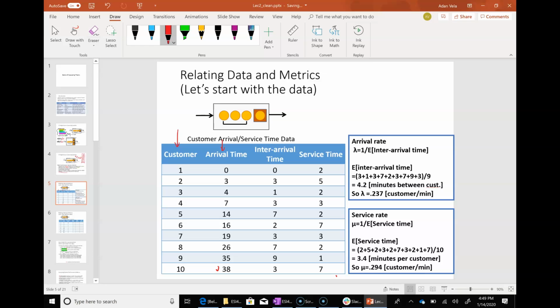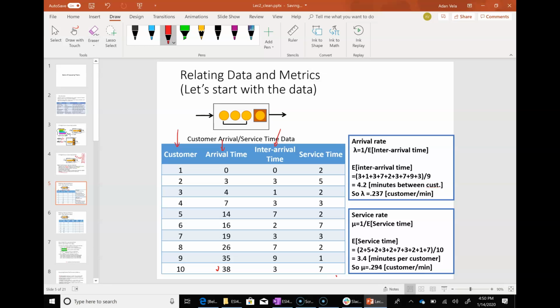Right? So this third column is something called the inter-arrival time. It is the time between any 2 customers. The inter-arrival time between customer 1 and customer 2 is equal to 3, and we get that by taking the difference between these 2 numbers. If we look at the inter-arrival time between customer 2 and 3, we subtract 4 and 3, and that gives us an inter-arrival time of 1.